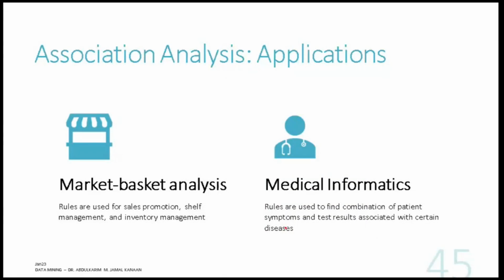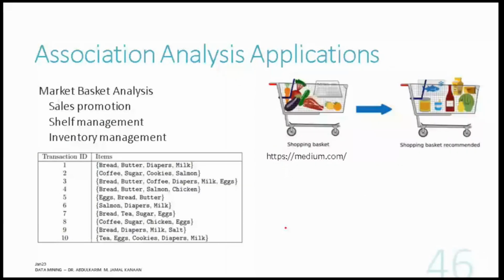So association analysis, in case you have market basket analysis or even medical informatics information, the point is you try to extract rules. This is an example of the data set. The first transaction, this person has purchased these products. Another transaction, these products were purchased, and so on and so forth.